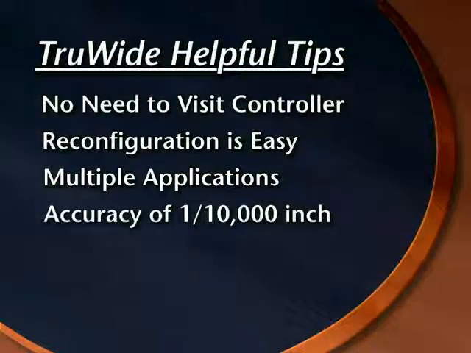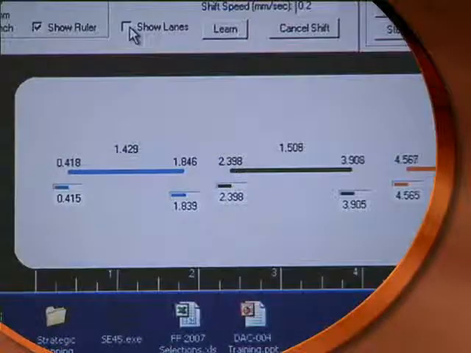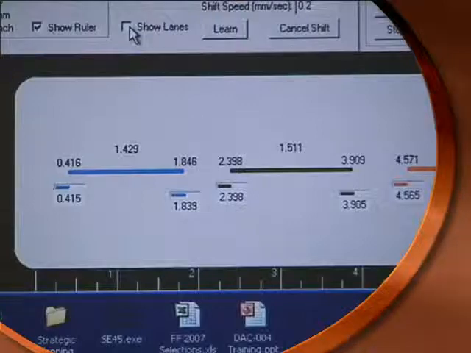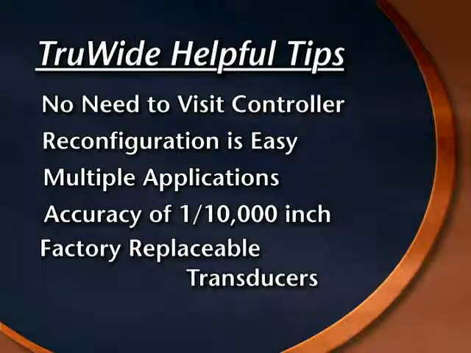The 16-bit resolution of the TruWide sensor means that an edge can be sensed with an accuracy of 1/10,000th of an inch. Since the sensor is made up of many individual transducers, factory repair is affordable and plausible. If one transducer fails, it can be individually replaced.